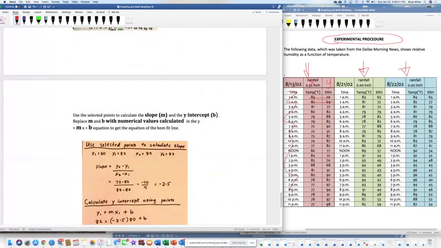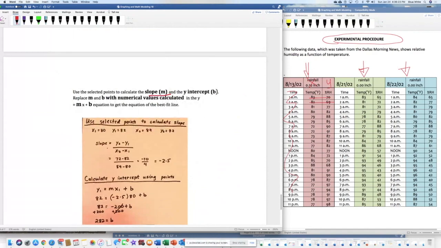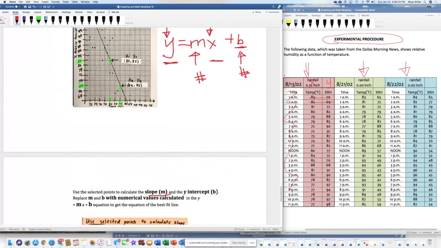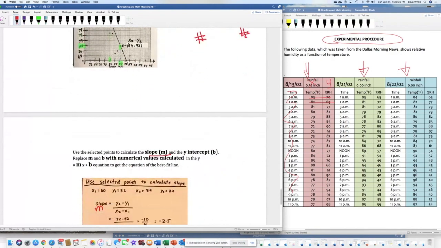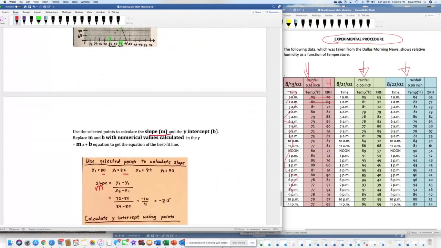So here's where I show you how I get the slope m. The slope m is equal to y2 minus y1 over x2 minus x1. I already have what they are from here, right? So I copy this down here. X1 was 80, y1 was 82, x2 is 84 from here, y2 is 72. Then I just plug them into the equation. Y2 is 72 minus 82, this and this. And then x2 is 84 minus 80.